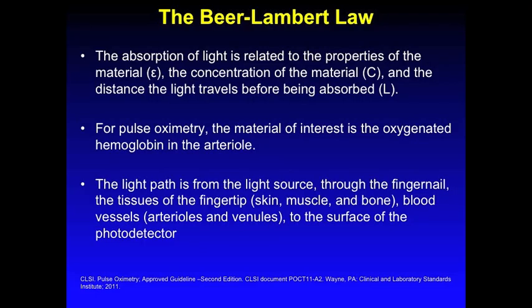The Beer-Lambert law states that the absorption of light is related to the properties of the material, the concentration of the material, and the distance the light travels. For pulse oximetry, the material of interest is oxygenated hemoglobin. The concentration of oxyhemoglobin is what we want to find out. And finally, the path length for fingertip pulse oximetry, for example, is through the fingernail, the tissues of the fingertip, blood vessels, all the way through to the surface of the photodetector.